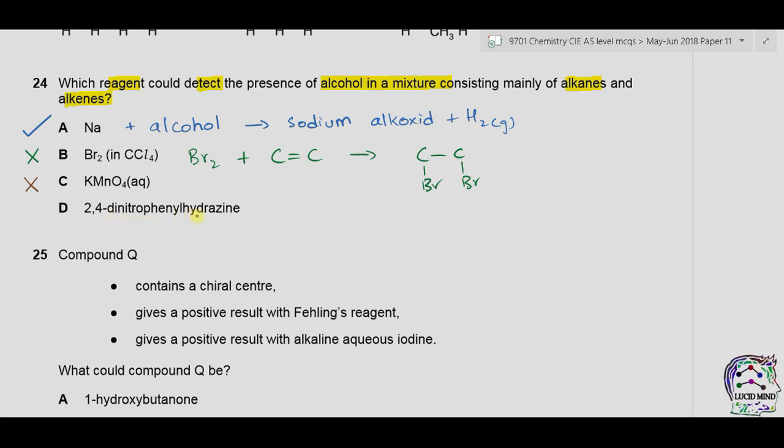D is 2,4-dinitrophenylhydrazine, which is also called 2,4-DNPH, and it can be used for the identification of aldehydes and ketones. As no aldehyde and ketones are present in this mixture, therefore D is wrong. Only sodium can be used to identify alcohols in the mixture of alkanes, alkenes and alcohol.